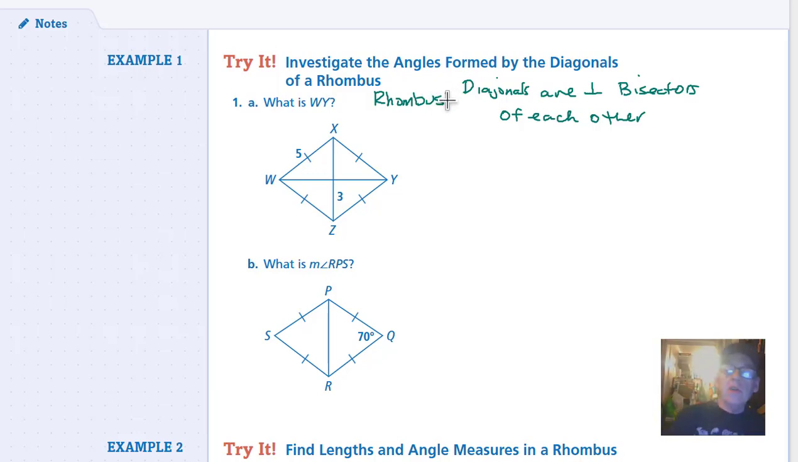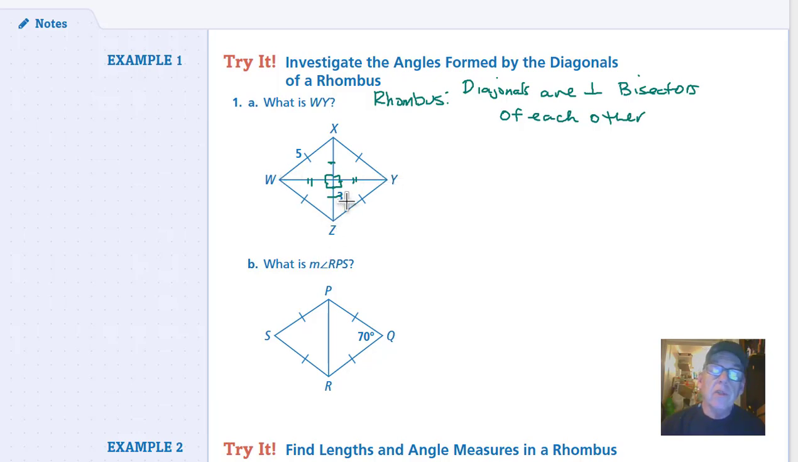So in a rhombus, the diagonals are perpendicular bisectors of each other. So to tell us this is a rhombus, and because it's a rhombus, the diagonals make right angles in the center. So those are all right triangles. And also, this diagonal is bisected by the other diagonal. So they're all broken up into congruent pieces. And they want to know what WY is.